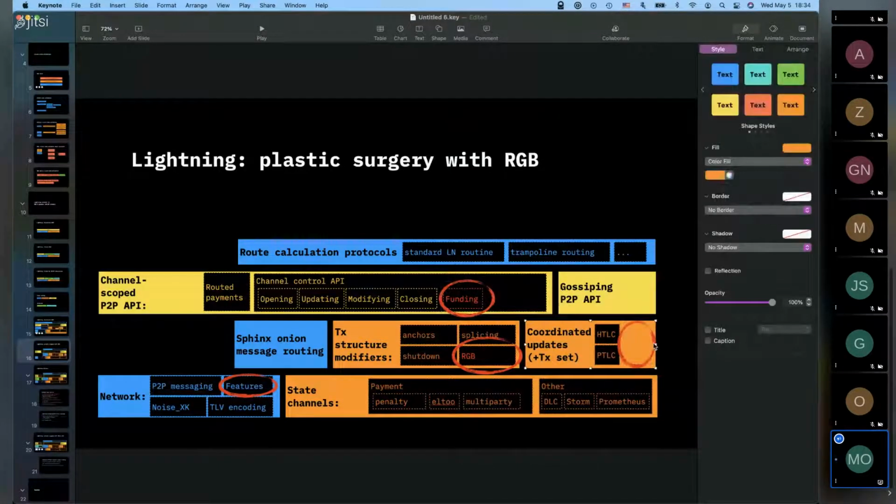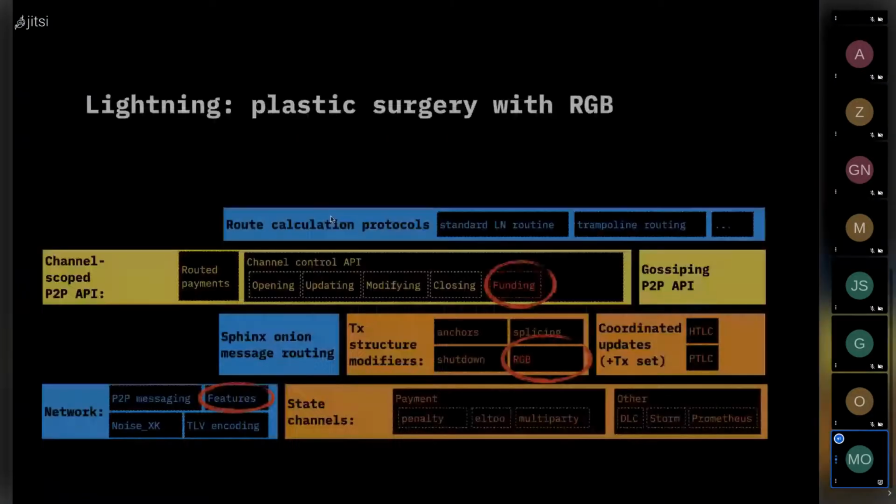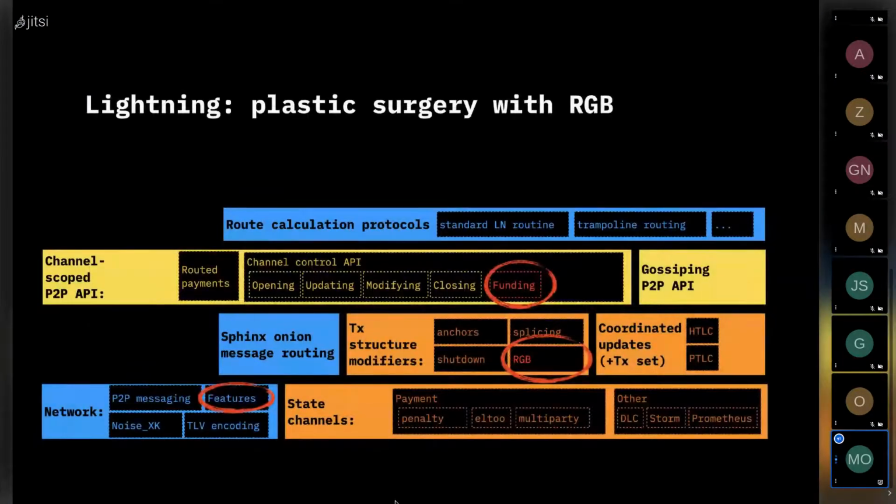Because it's related to the next question. So the other thing you have to do for RGB, additionally to features and transaction commitments, you need to introduce a new message to the channel control API, which I call funding message. This message allows you to inform that you add RGB funds to the channel, because basically you add RGB funds to existing channels. You are not opening an RGB channel from the very beginning.